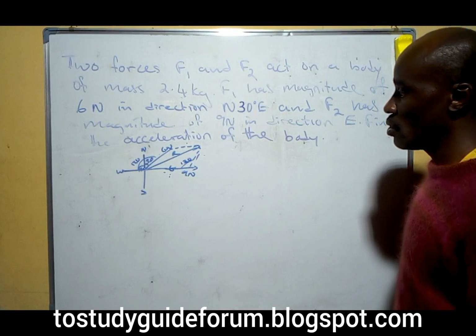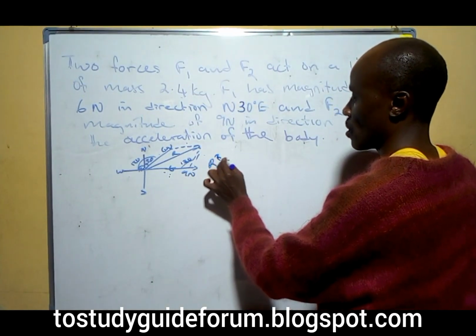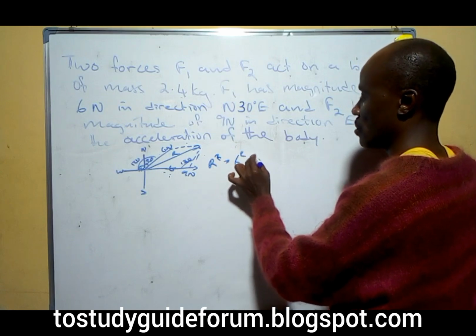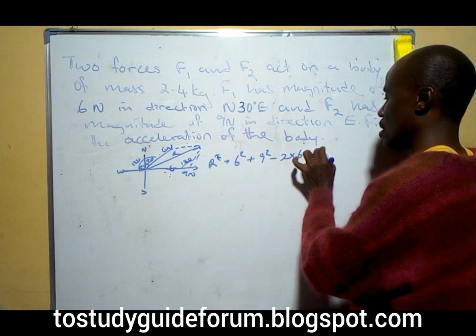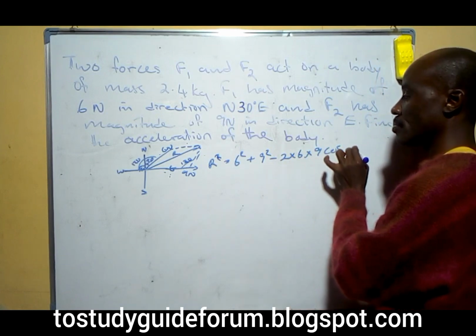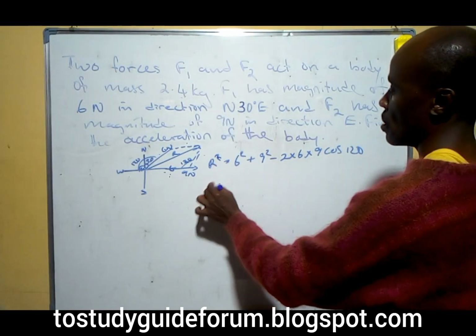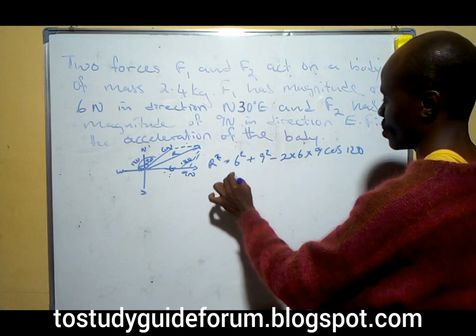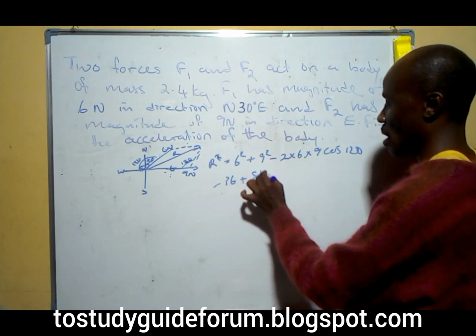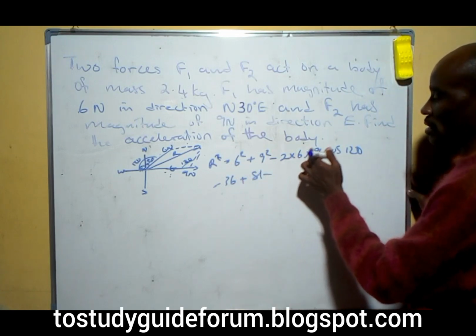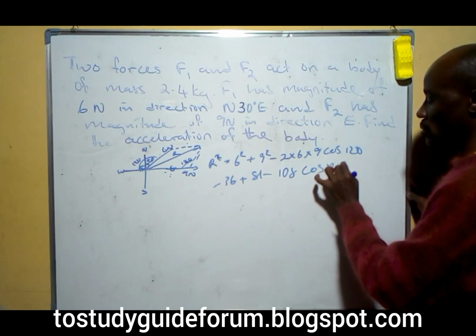So the next thing we're going to do is to use the cosine rule, which means r squared is equal to 6 squared plus 9 squared minus 2 times 6 times 9 cos 120. So 6 squared will give us 36, and 9 squared will give us 81, and 2 times 6 times 9 will give us 108 cos 120.